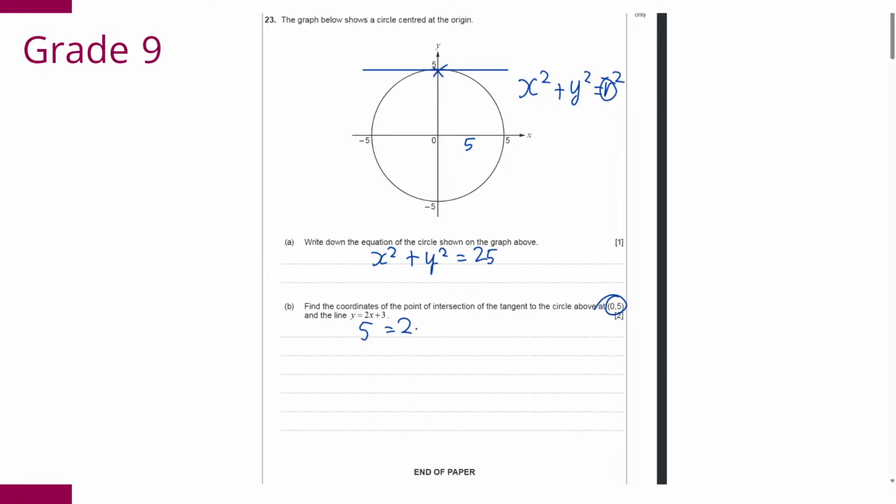So 5 equals 2x plus 3. Take away 3 both sides. And x equals 1, right? So it's going to be 1, 5. Sweet. Right.